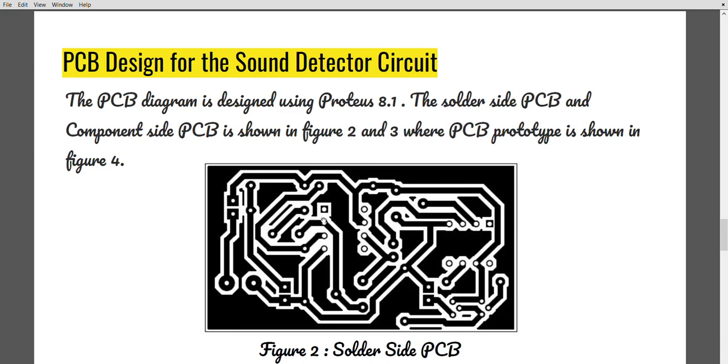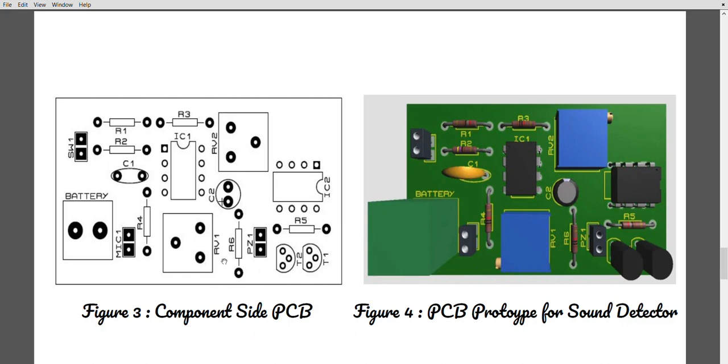Then we have to consider the PCB design for the sound detector circuit. Here we used Proteus 8.1 for designing this PCB diagram. The solder side PCB and component side PCB are shown in the following figures 2 and 3, where the PCB prototype is shown in figure 4. This is figure 2, which shows the solder side PCB. After that, this is figure 3, which shows the component side PCB diagram. After that, this is the final stage PCB prototype for the sound detector. You can see it here.